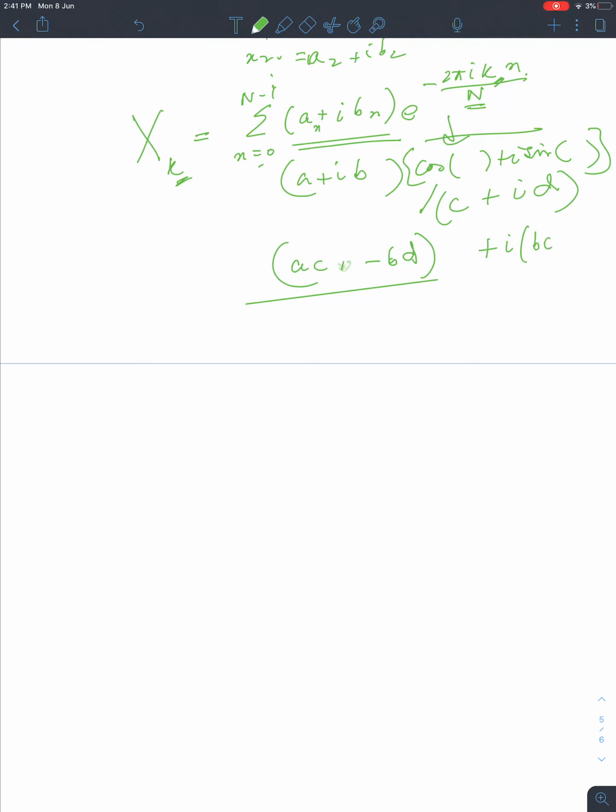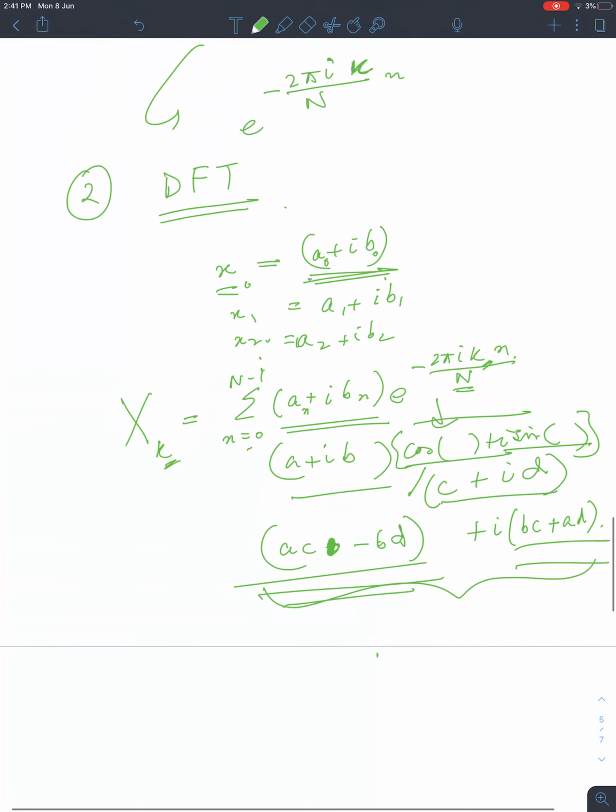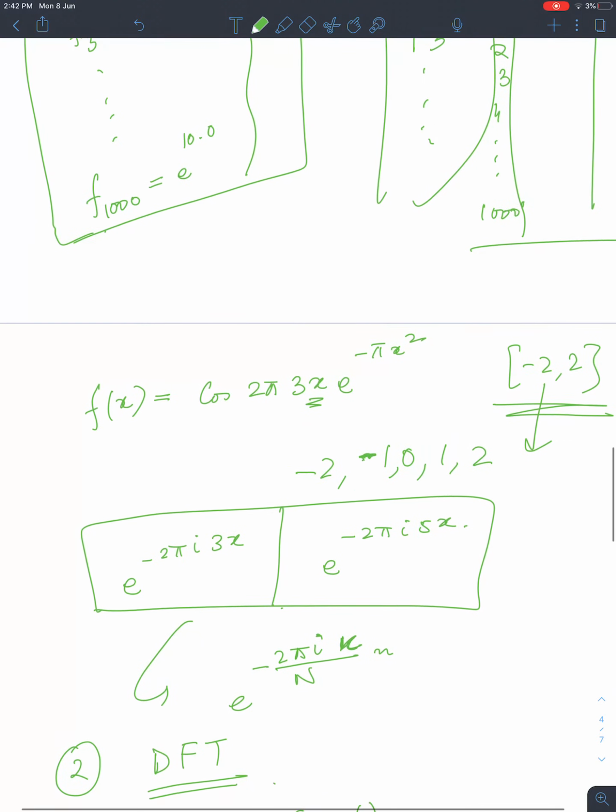Plus i of BC plus AD. So this is your imaginary part here, because you have i sine of something, you have c plus id, you have a plus ib. So your real part is complicated, your imaginary part is also complicated. So that's how you do this program. And then you can do the inverse Fourier transform to again see what you get and what you don't. Okay, so this much I wanted to discuss with you.